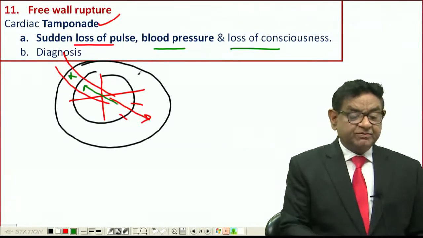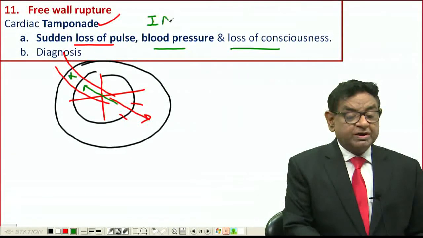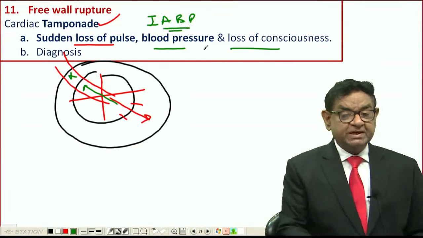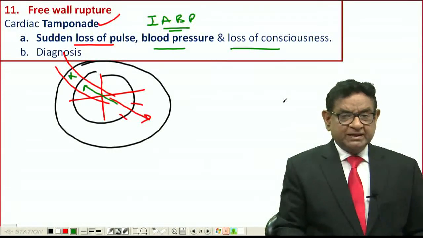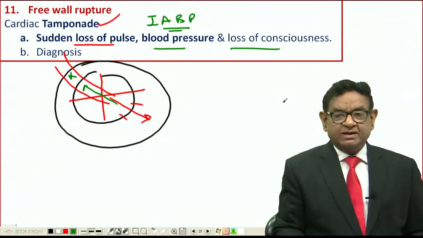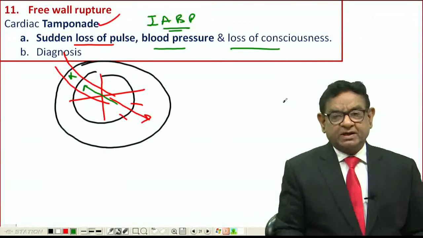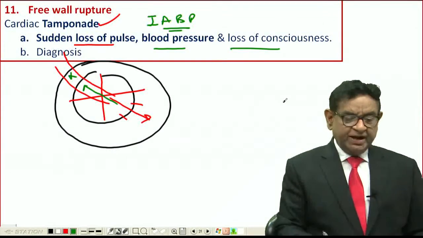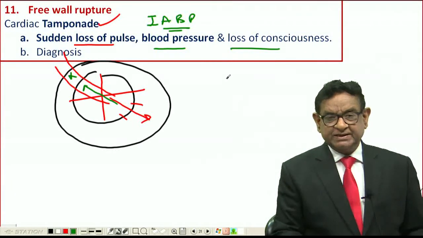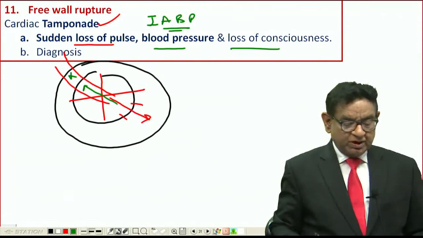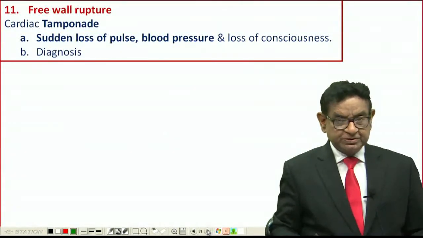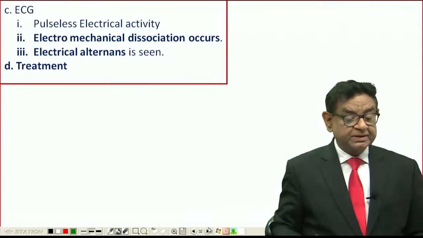It is in this condition that we like to use the intra-aortic balloon pump, which I mentioned earlier. For this patient, the only treatment is surgery, and by the time the patient is shifted from the cardiac care unit to the cardiac operation theater, we have to use IABP to maintain the forward flow of blood, otherwise the patient will die. So I hope you understood where to use the intra-aortic balloon pump.